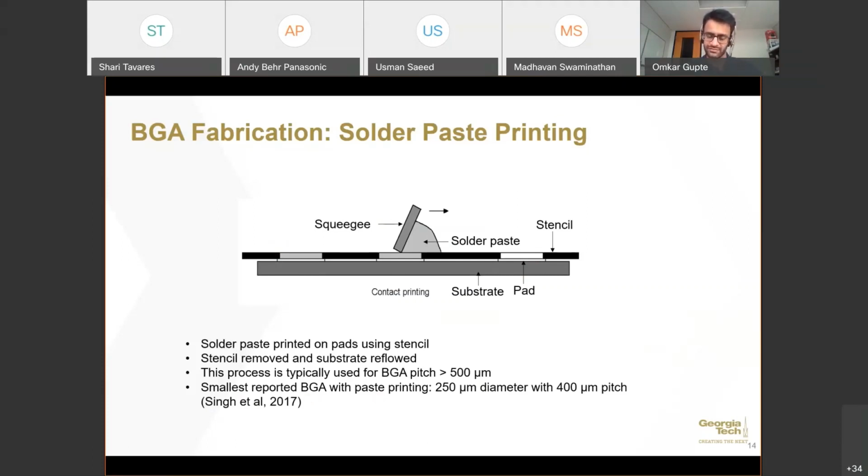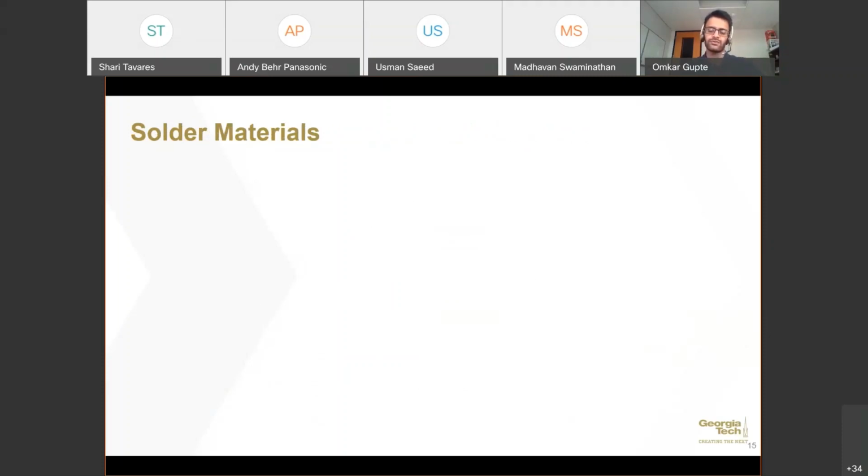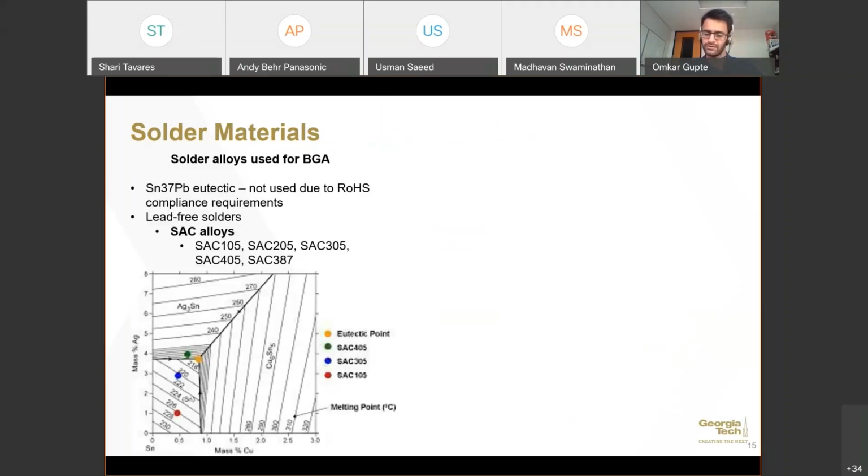This process is typically used for larger BGA pitches of more than 500 microns, and about 3 years ago, the smallest reported pitch using this process was 400 microns with a 250 micron solder ball diameter. So to look into this process, the first thing to look at is the solder materials, as in what materials can be or need to be used to do this process.